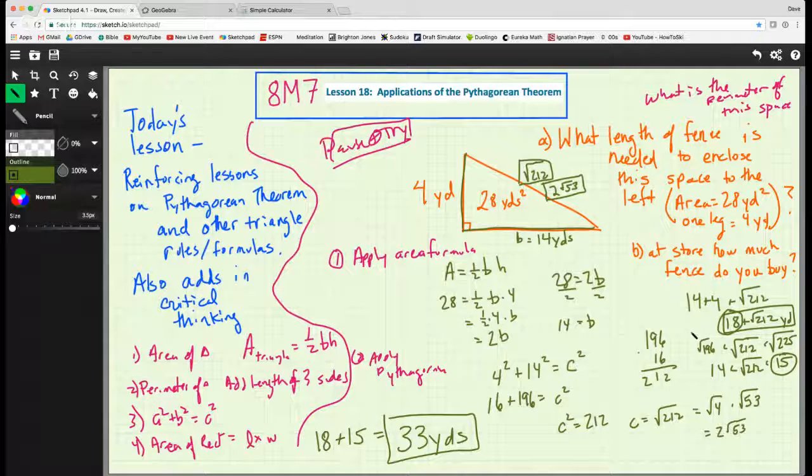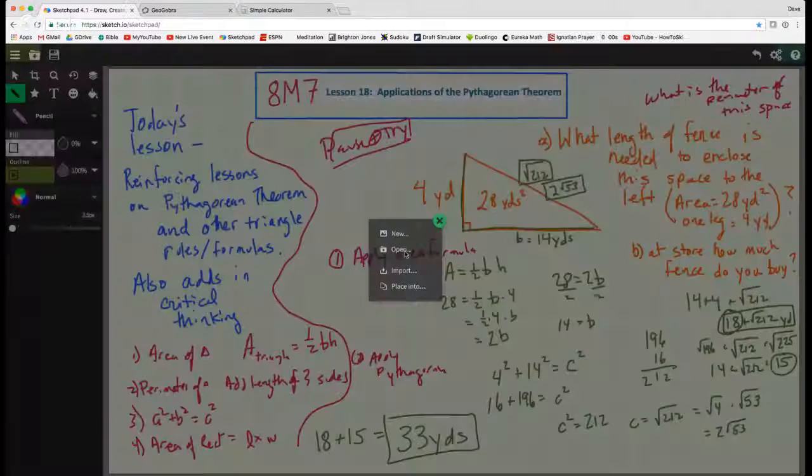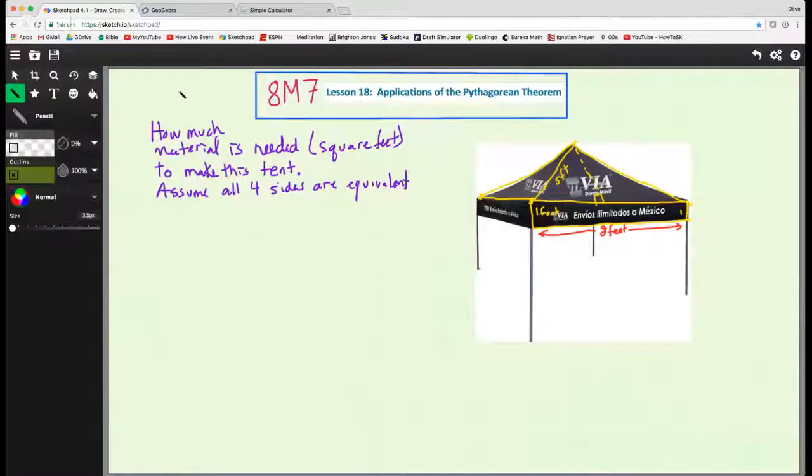Okay, so that's how you do this problem. Hopefully you followed this well. You hopefully did this in class today and did a great job. Now the second question is this one. How much material is needed to cover this tent?